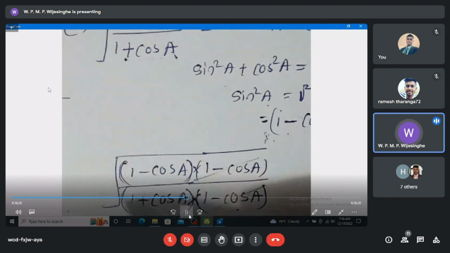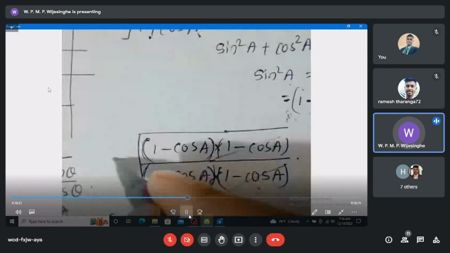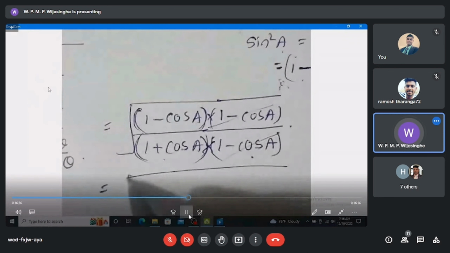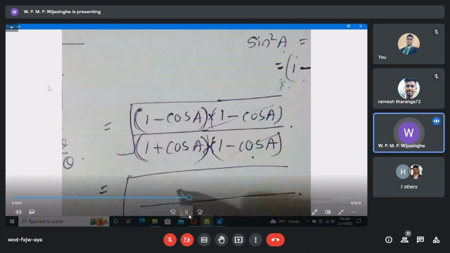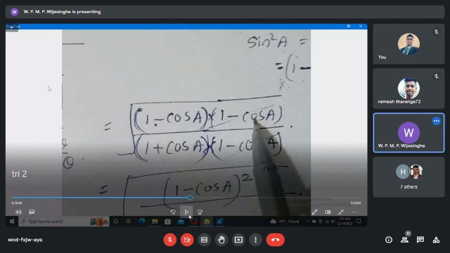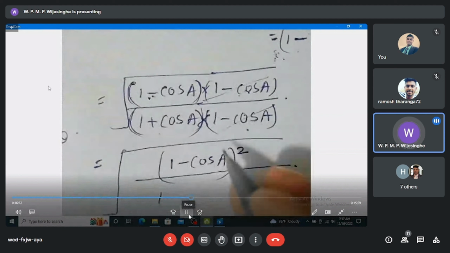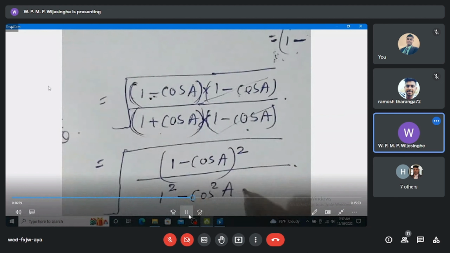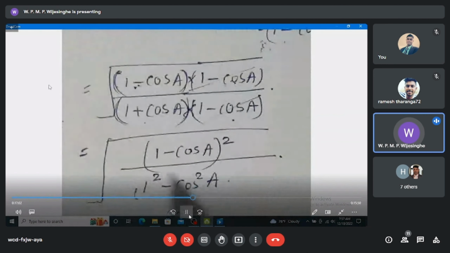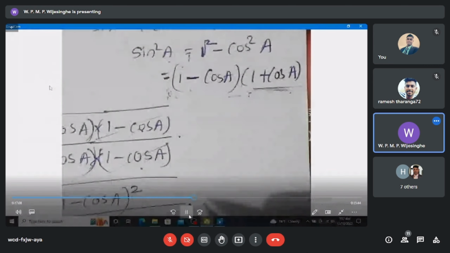Then you can do the further calculation. Square root of, here it is 1 minus cos A squared. Both are the same terms, right? Then denominator 1 square minus cos square A. Here you know this one is equal to sin square A. Okay.